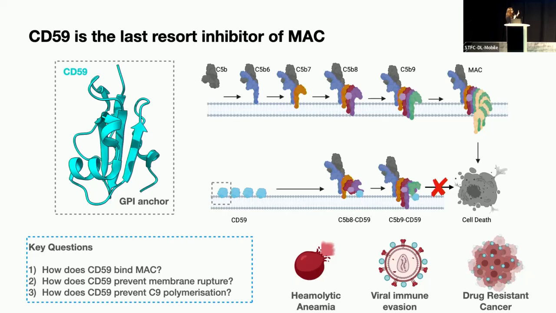There are two possible points of control, which I've highlighted here. Essentially, what this protein does is somehow, by binding to the complex as it grows, it prevents rupture of the lipid bilayer, and it prevents C9 polymerization of the full pore. To try to understand this mechanism, we wanted to solve these two structures using single particle cryo-EM to understand the structural basis of this mechanism.